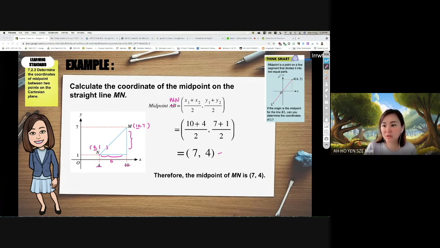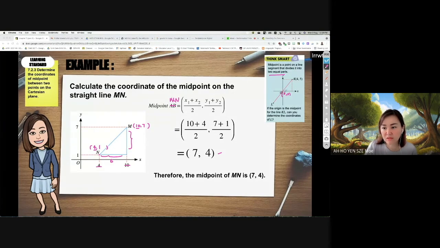Okay, so this one, midpoint is the point on a line segment that divides it into 2 equal parts. So remember, 2 equal parts. If the origin is the midpoint of KL, can you determine the coordinate of L? Let's say this is 0, 0 here. What's the answer for L?